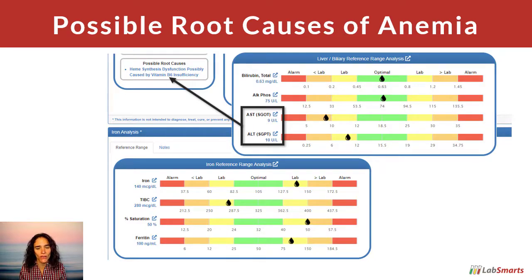And the next part of this root cause is caused by vitamin B6 insufficiency, and we can tell that with these two markers, AST and ALT. Those liver markers are B6 dependent enzymes. When those are less than optimal, it's usually that there's not enough B6 to make those enzymes.